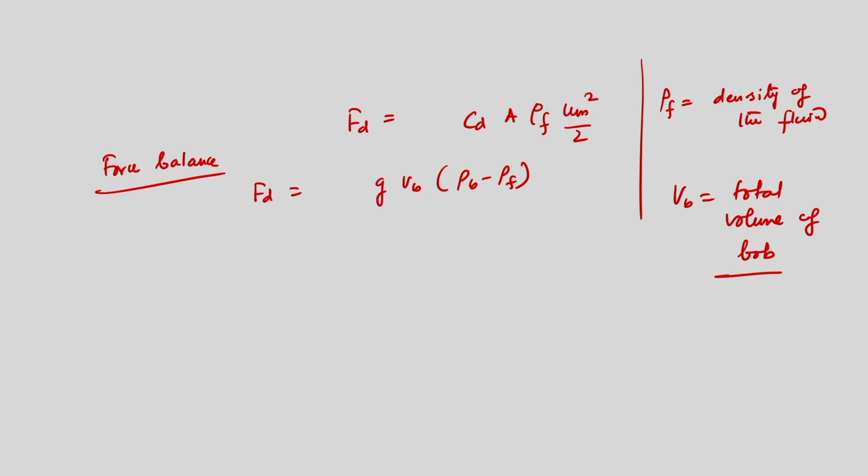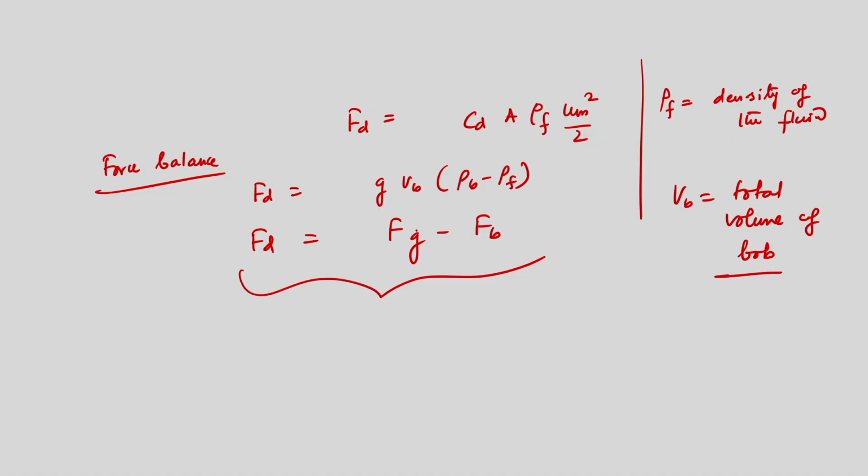So, this force balance: Fd is nothing but Fg minus Fb. The movement will continue until the location where the mean velocity between the bob and the wall is responsible for the drag force, and the drag force will be balanced by the bob's weight and the buoyancy force.